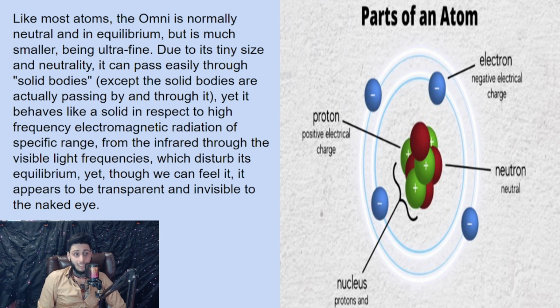Due to its tiny size and neutrality, it can easily pass through solid bodies, except the solid bodies are actually passing by and through it, yet it behaves like a solid in respect to high-frequency electromagnetic radiation of specific range, from the infrared through the visible light frequencies, which disturb its equilibrium. Yet through, we can feel it. It appears to be transparent and invisible to the naked eye. So similarly, guys, we've talked about how neutrinos do the same thing in physics. They can pass through time-space, or what we know as ether.